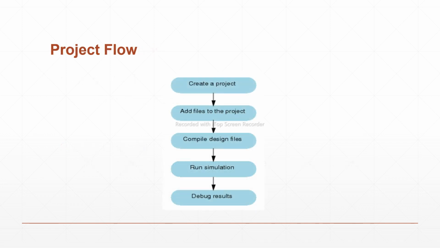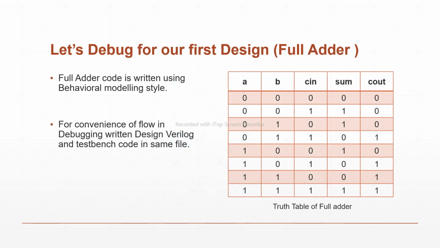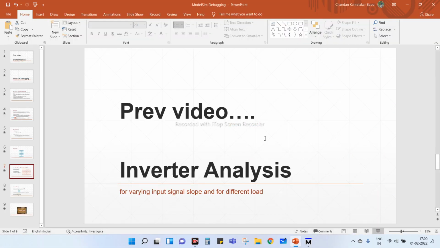So this is the project flow. We shall create a project, add the files to the project, compile and run the simulation, and debug the results. The first design we'll be taking is the full adder. The full adder code is written using the behavioral modeling style, and for convenience of the debugging flow, we have written the Verilog code and the test bench code in the same file. And this is the truth table of a full adder circuit. Now we shall go to ModelSim and learn how to debug.